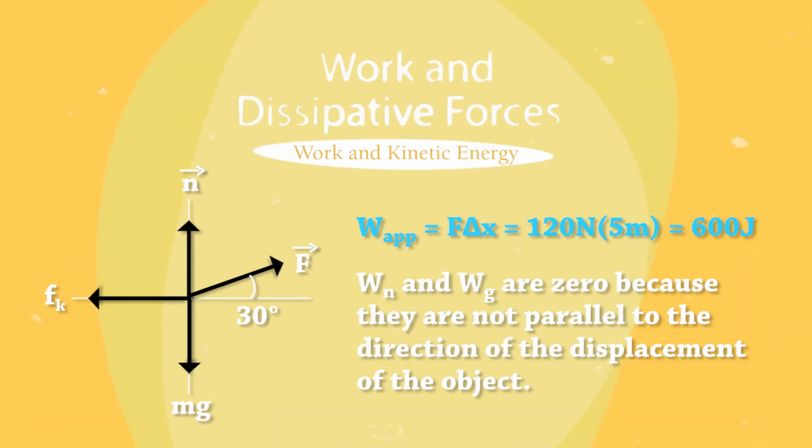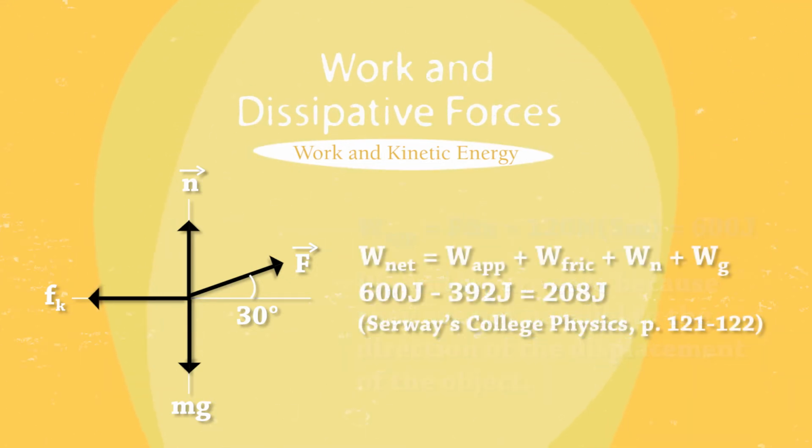The work of the normal force and the work of gravity are 0 because they are not parallel to the direction of the displacement of the object. Therefore, W net is equal to the work applied plus the work of friction, plus the work of the normal force, plus the work of gravity. That would give us 600 joules minus 392 joules, which is equal to 208 joules.